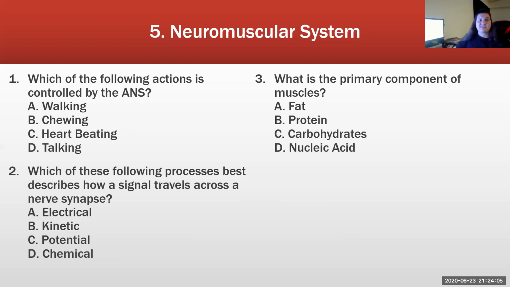Which of the following actions is controlled by the autonomic nervous system? Walking, chewing, heart beating, talking. Well, option C is correct. The autonomic nervous system consistently and involuntarily tells your heart to beat. With walking, chewing, and talking, those happen because your brain is telling your body to do it. If I take a bite of food, my brain tells my jaw to chew the food. It doesn't just happen automatically.